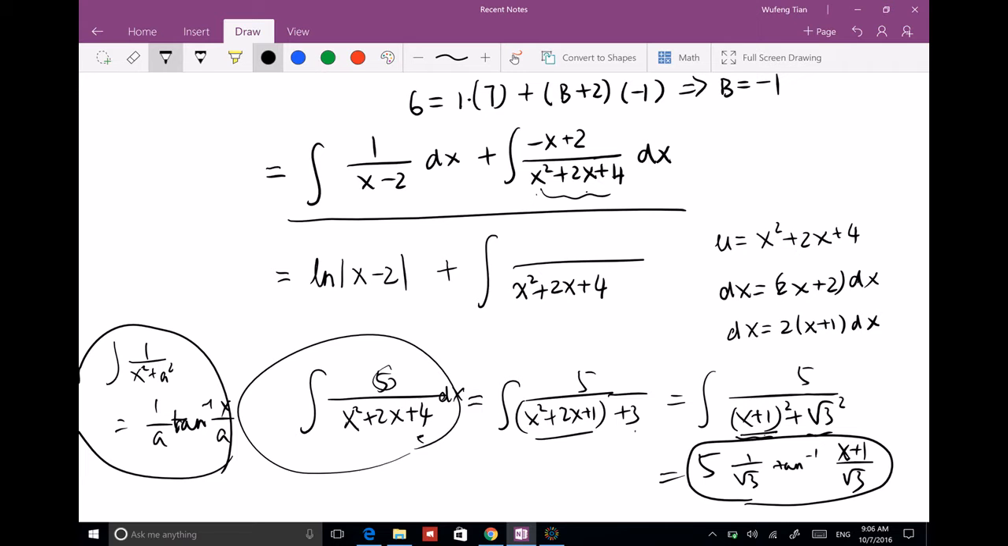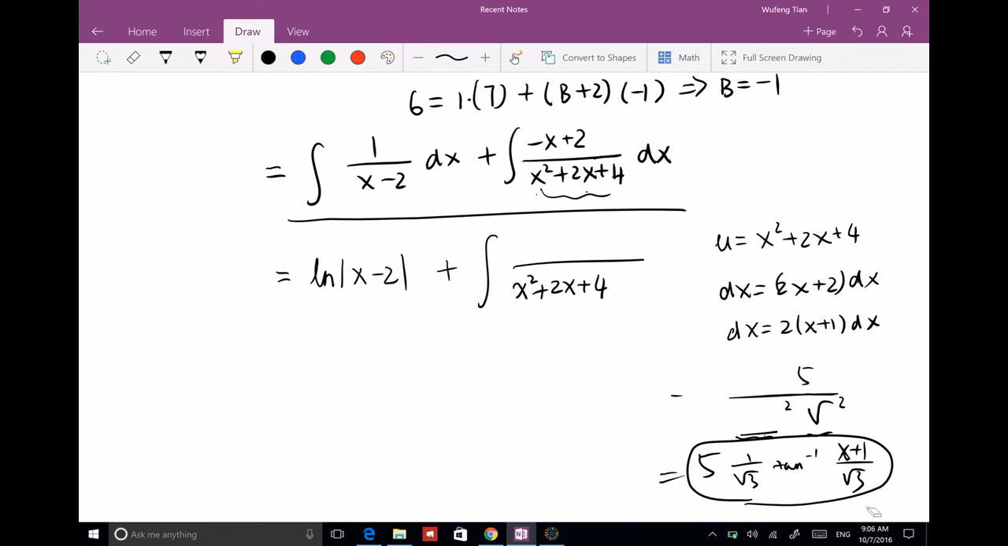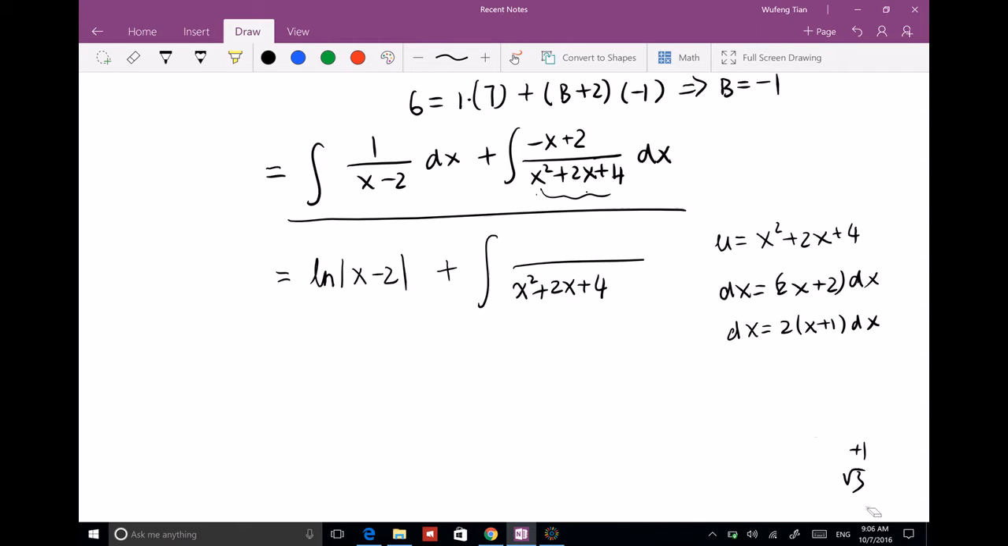arctangent. But the problem is now we have an additional negative x on the top, right? So that's why I do a little bit of work before to get rid of the x. We can tell that du is 2 times x plus 1. Well, I can do negative x minus 1, which is negative x plus 1, okay? You can do this, negative x plus 1, and then plus 3 dx.